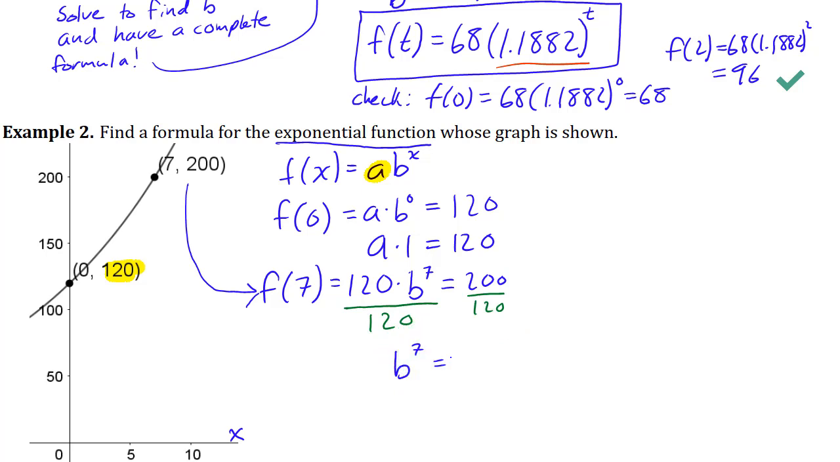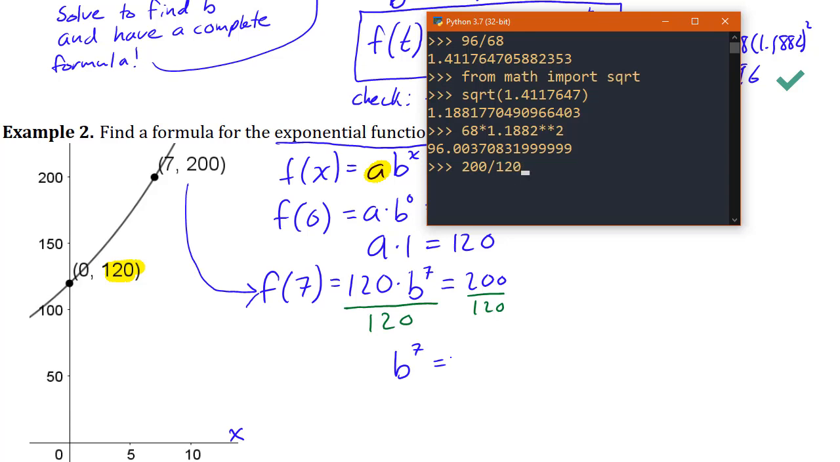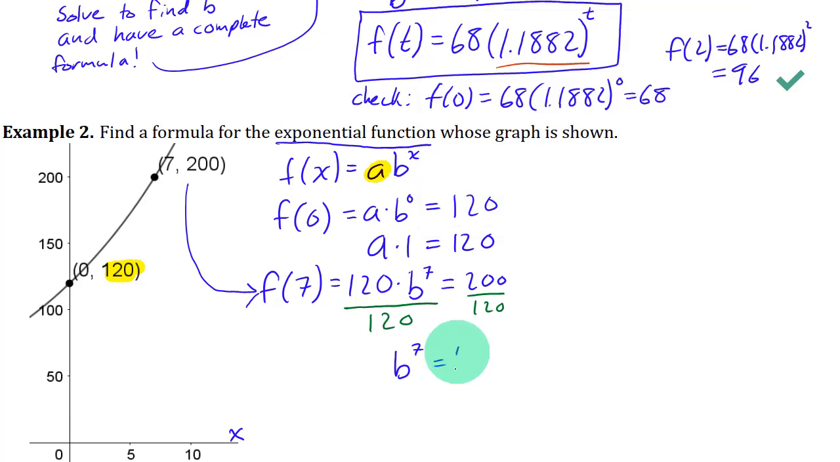And 200 divided by 120, I think that's going to be 1.667. Let me check. Yeah. Okay, so you got a bunch of 6's there, and then round one up to a 7. Now, to find b, you can take the 7th root. The 7th root will always cancel out with the 7th power. And you're going to get b.